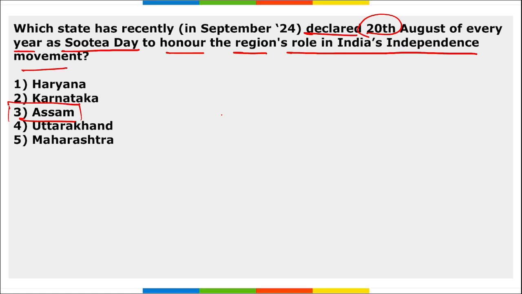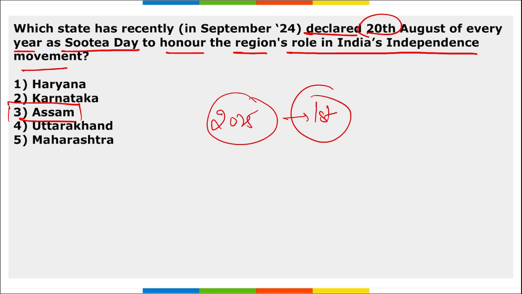Correct. This is basically the first ever official Suti Divas, which will be observed in 2025. So for the first edition, or we can say the inaugural edition, right? And this was the first time in India where the tricolor flag was hoisted in 1942.